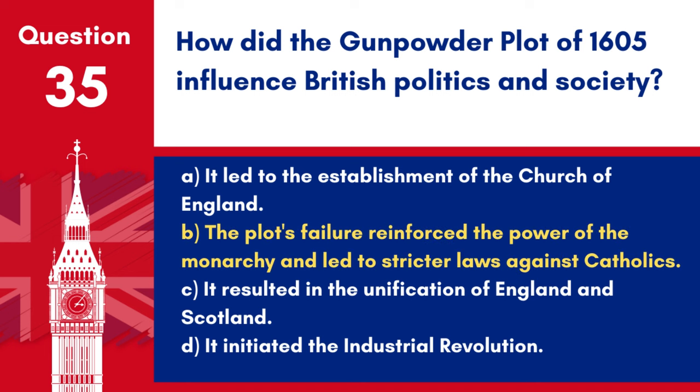Answer. B. The plot's failure reinforced the power of the monarchy and led to stricter laws against Catholics. The Gunpowder Plot aimed to assassinate King James I and restore a Catholic monarch, but its failure strengthened the monarchy and resulted in increased persecution of Catholics.